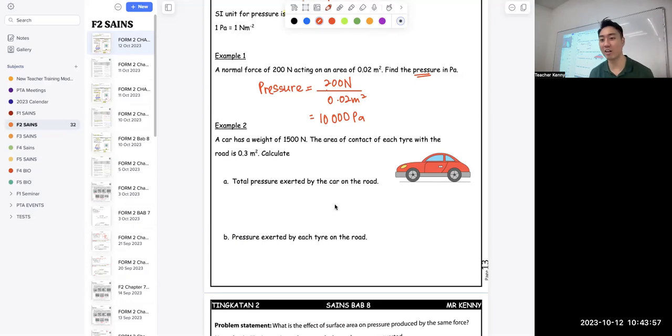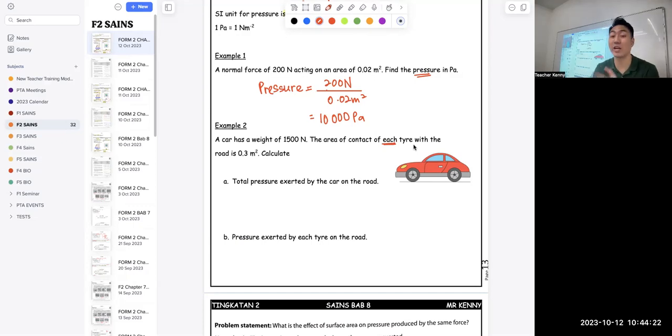The area of contact of each tire is 0.3 meters square. Li Chi, 0.3 meters square is one tire touching or four tires touching? Read the question one more time. Each tire is 0.3 meters square. Calculate the total pressure exerted.